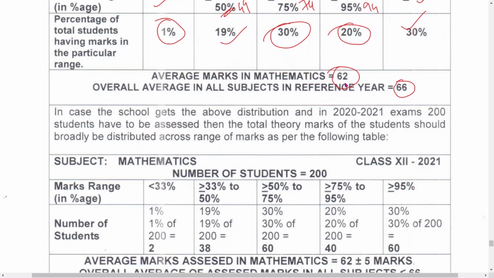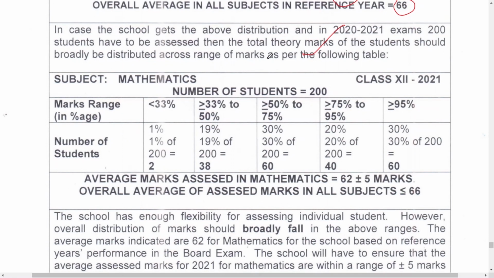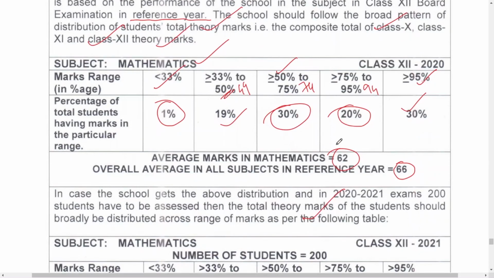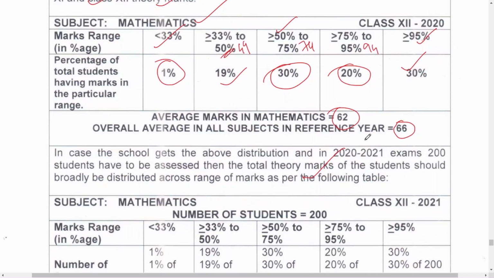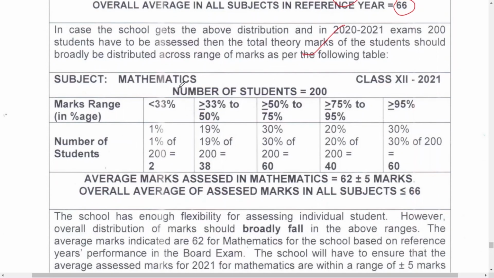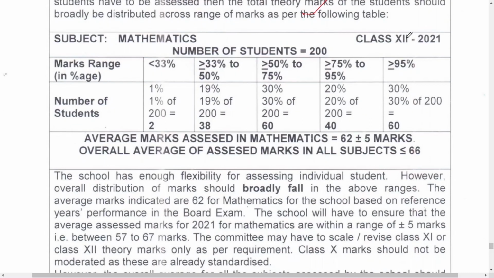In case the school gets the above distribution and in the 2020-21 exams 200 students have to be assessed, then the total theory marks of the students should broadly be distributed across the range of marks as per the following table. Take for example, a school has 200 students and the subject average of maths is 62 and the reference year overall subject average is 66. How can we distribute the marks? Subject mathematics, number of students 200, class 12, 2021 marks. Marks in range, which means less than 33%, 1% of students as per the reference year. 1% of 200 is 2 students.